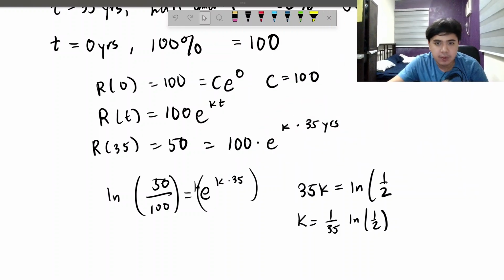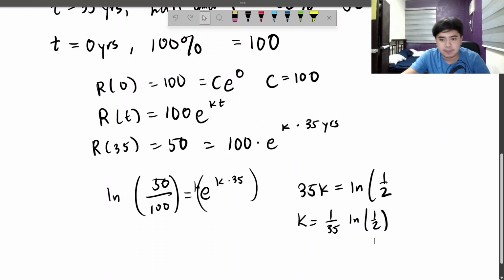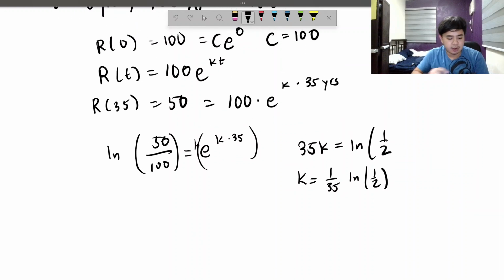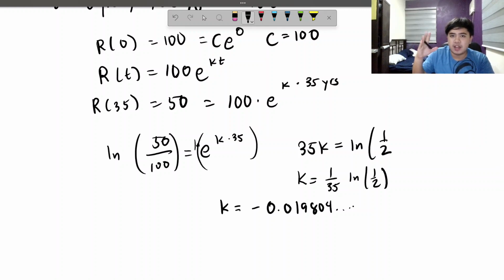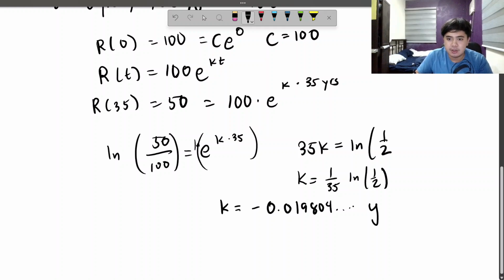So as time goes on, there would be less material. So this being negative makes sense. So let's go back to the first one. So we know k is, I'm going to store this just for clicks. You can store that. We know k is negative 0.01980 dot dot. And then the unit for this, since the 35 means 35 years, we need to cancel that out. So we get the unit inverse years. So that's fun, but that's not really useful. It's just formalities, you know?